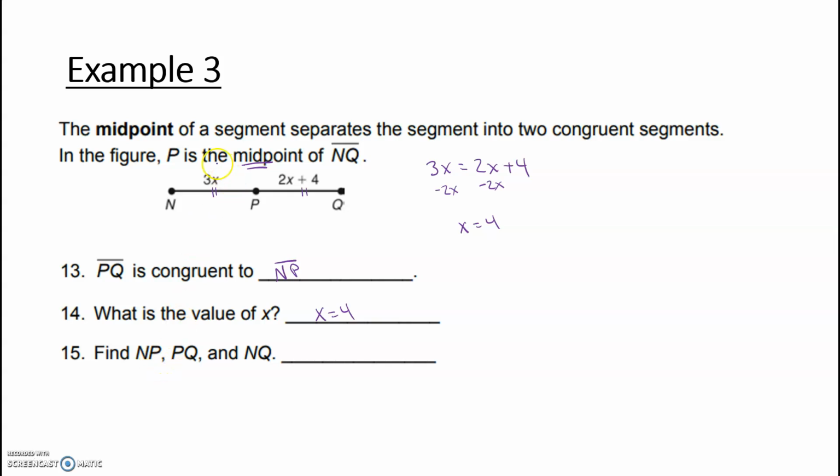And this wants you to find everything. Now, to be honest, if you know they're equal, you shouldn't have to plug into everything. So let's plug into NP. That one looks the easiest. NP is just 3x, right? So 3 times 4 gets me 12. So I know NP is 12, which means PQ is 12. And then 12 plus 12 gives me that NQ is 24. So NP is 12, PQ is 12, and then NQ was 12 plus 12 was 24. So the pieces add up to the whole still.